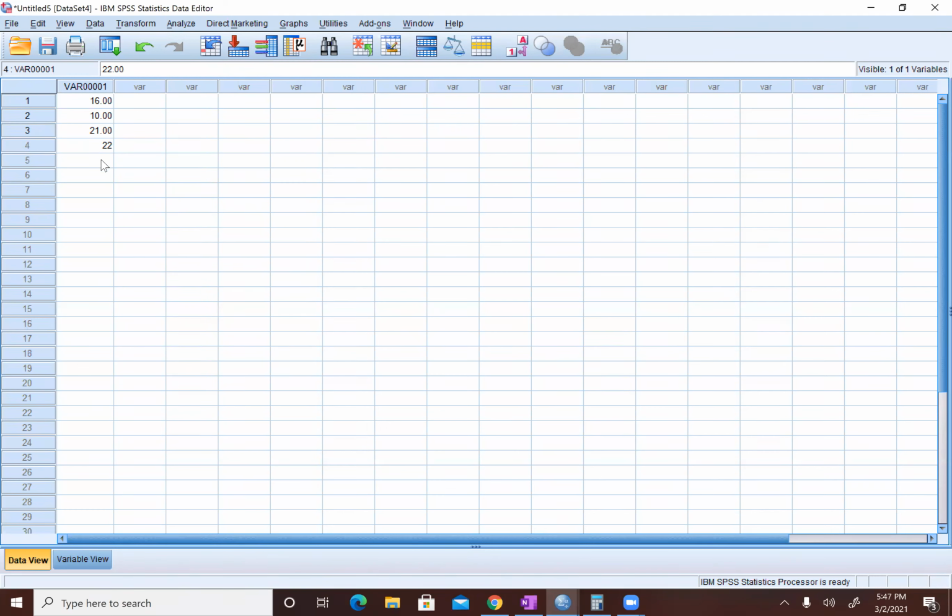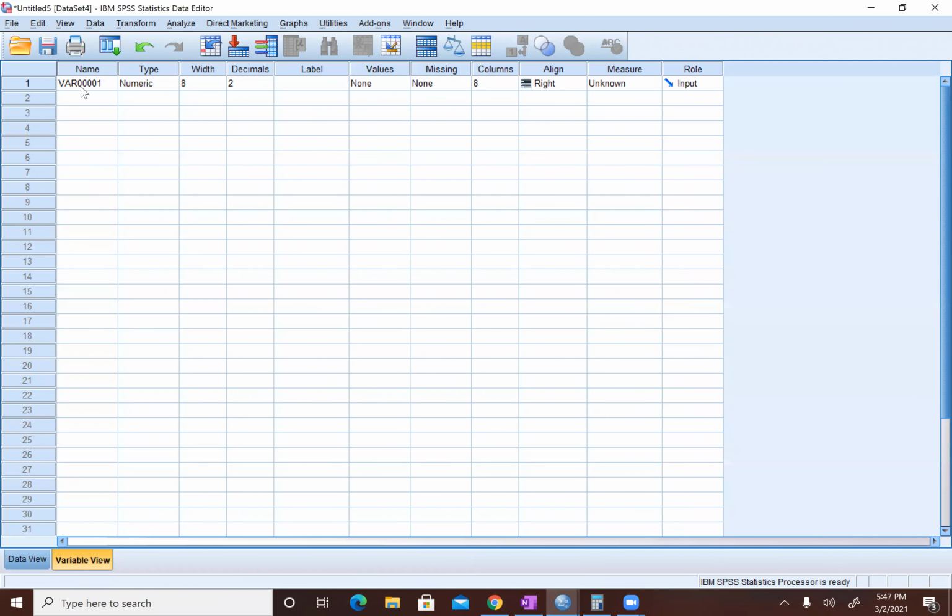So I'm just putting in 21, 22, 8, 17, 19, 14, and then 19 again. I had a sample of size 9. So you put this sample here, and when you put it in, it automatically gives it a name, variable 0001. If you want, you can change this name. So over here, you can go to variable view and give some name over here. Let's say days.